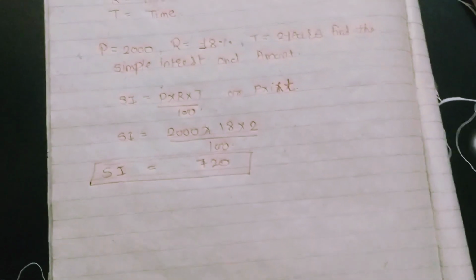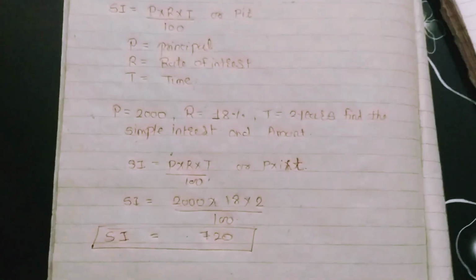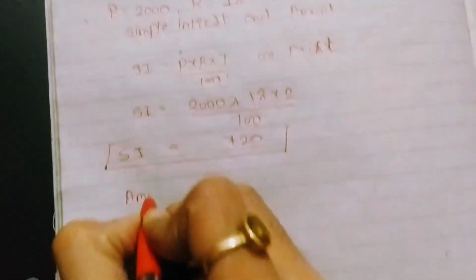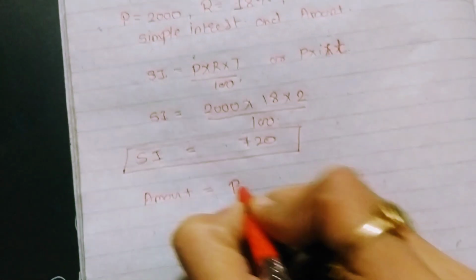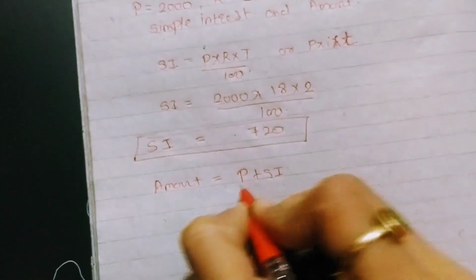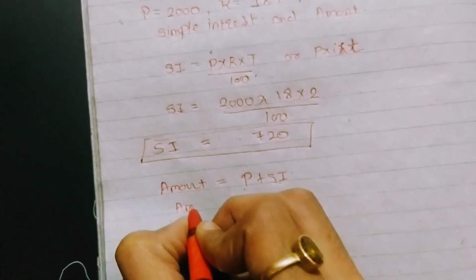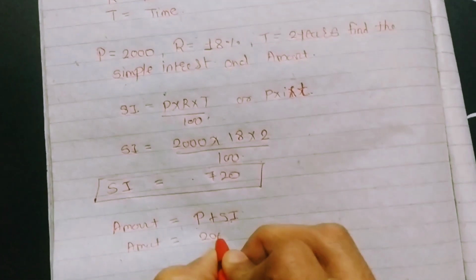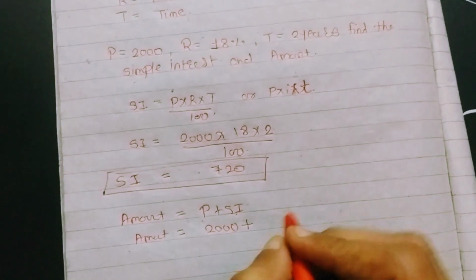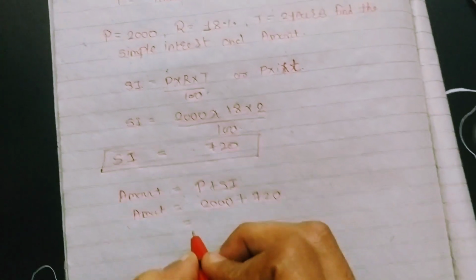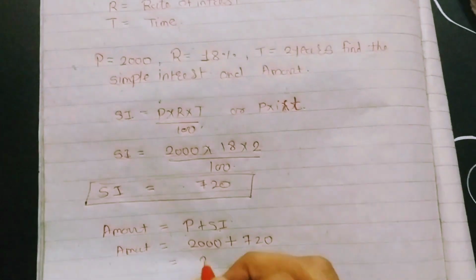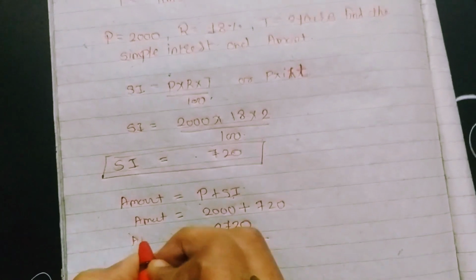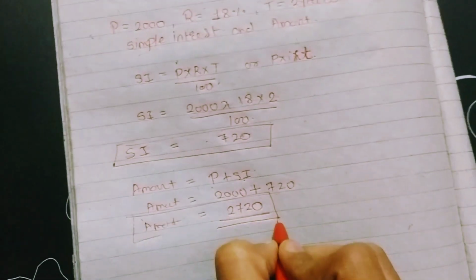With the same example, we are trying to find the amount. Amount means the total of the interest and principal. So amount is equal to P plus SI, the principal plus simple interest. So amount is equal to principal, the value of the principal is 2000, plus simple interest 720. So 2000 plus 720 is equal to 2720. So the amount is equal to 2720.